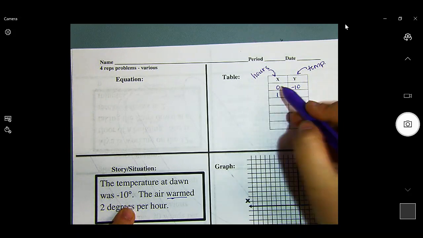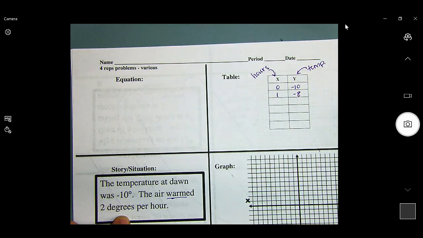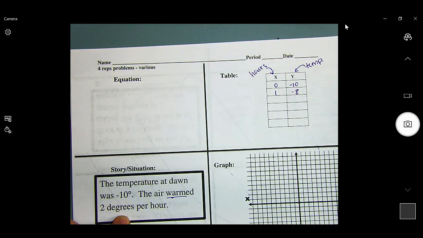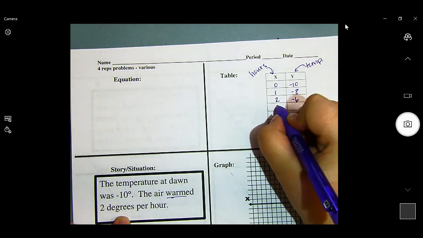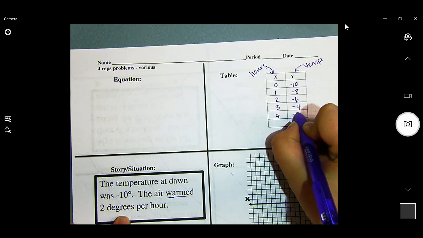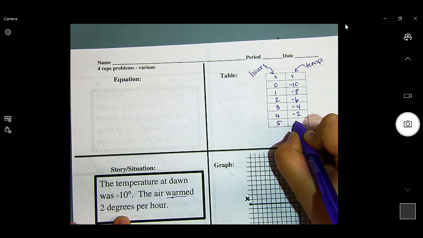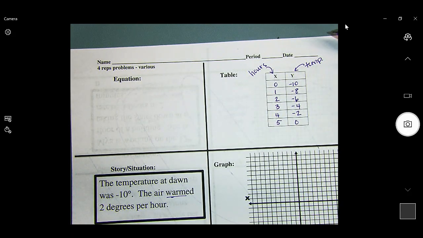Okay, so 1 hour later, it's warmed 2 degrees, which means now it's only negative 8 degrees. Okay, another hour goes by, and now it's negative 6 degrees. Another hour makes it negative 4. Another hour makes it negative 2. And then finally, 5 hours later, we have finally hit a temperature of 0. Yay, that sounds wonderful. Okay, so if you do different values in the table, that's fine. That's why this is empty. You can do any kind of table that you want, or any kind of x values, I should say.